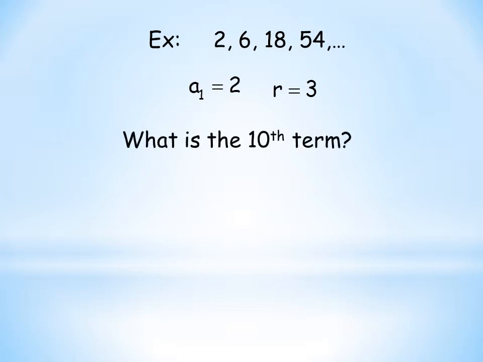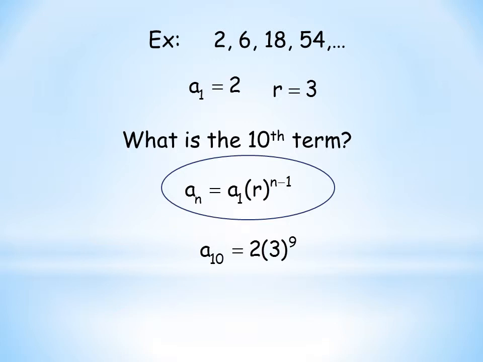So here's an example: 2, 6, 18, 54. We know that a1 is 2, and we know the common ratio is 3 because I have to multiply by 3 to get to the next term. What is the 10th term? The formula that we'll use is any term is the first term times whatever that common ratio is, raised to the number of increments we have. So if I have 10 terms, I have 9 differences or 9 ratios.